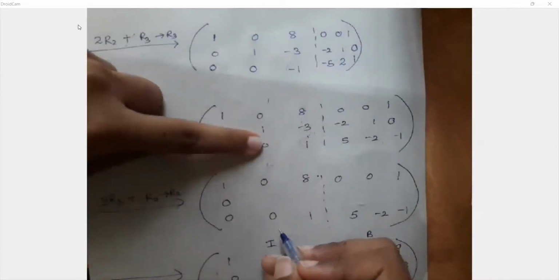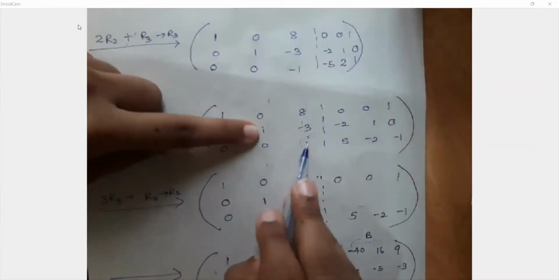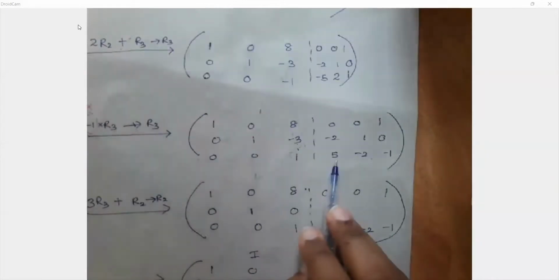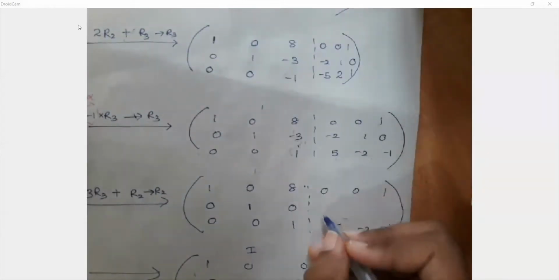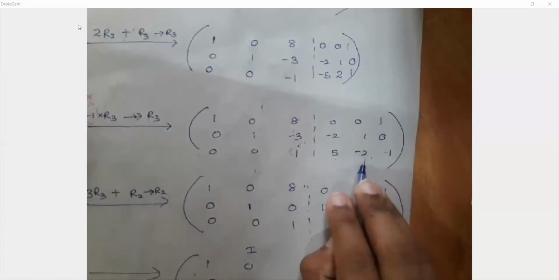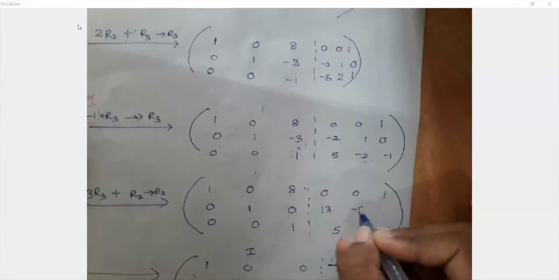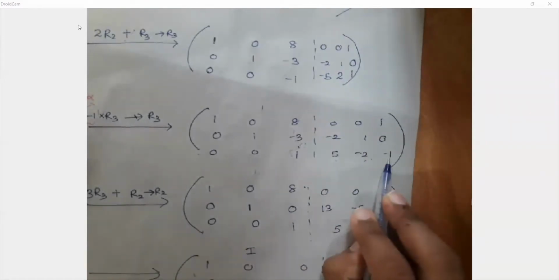0 into 3, 0 plus 0. 0 into 3, 0 plus 1, 1. 3 into 1, 3 plus minus 3, 0. 3 into 5, 15 minus 2, 13. 3 into minus 2, minus 6 plus 1, minus 5. 3 into minus 1, minus 3 plus 0, minus 3.